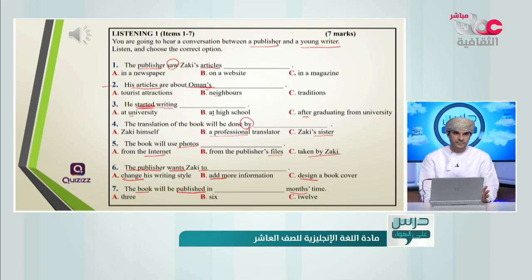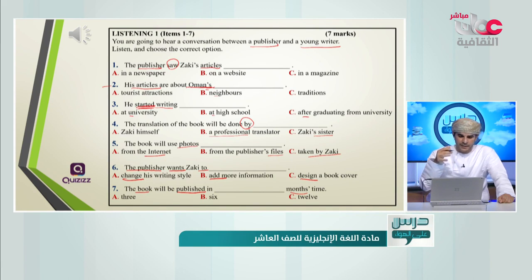Now we read the questions, we underline. Now try to guess the answers. It doesn't have to be true, it's just to put you in the conversation itself. The publisher saw Zaki's articles in a newspaper, website, or magazine. Maybe newspaper, maybe magazine, maybe website, we don't know. We just pick anything. Okay? His articles are about Oman's tourist attractions, neighbors, traditions. About Oman, so maybe logically tourist.